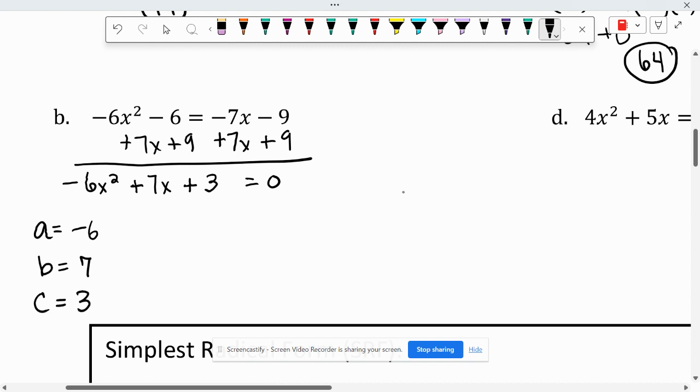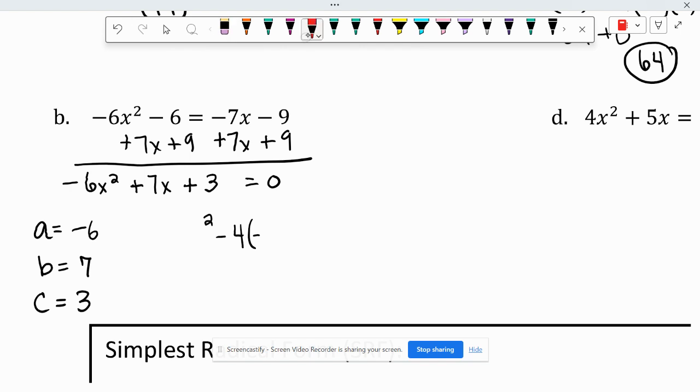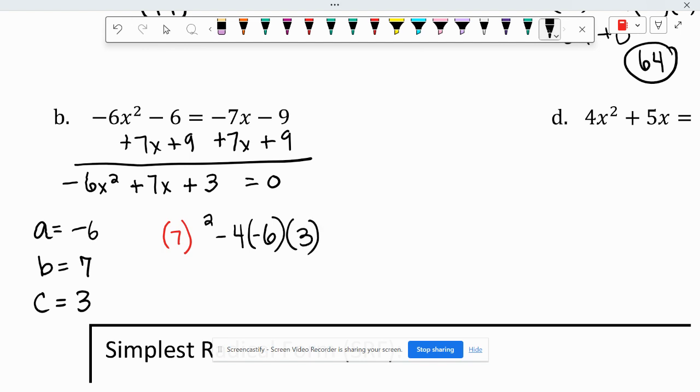Perfect. So B squared minus 4AC. So I have negative 6, the quantity squared, minus 4 times, oops, that's not negative 6, is it? What is the value of B? 7. Yeah, sorry about that. 7 squared minus 4 times A, which is negative 6, times C, which is 3. So 7 squared is 49. 2 negatives multiplied together give me a positive. 4 times 6 is 24 times 3 is 72. So when I add those two together, I think I get 121.